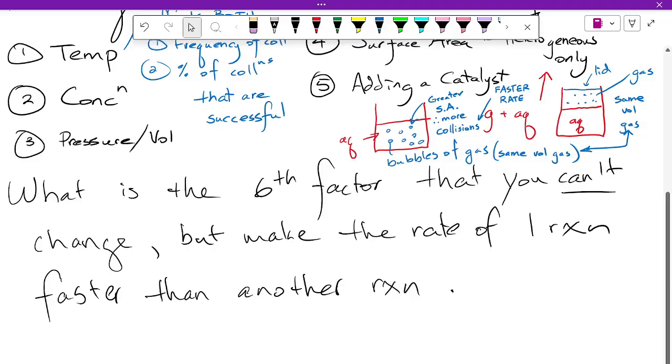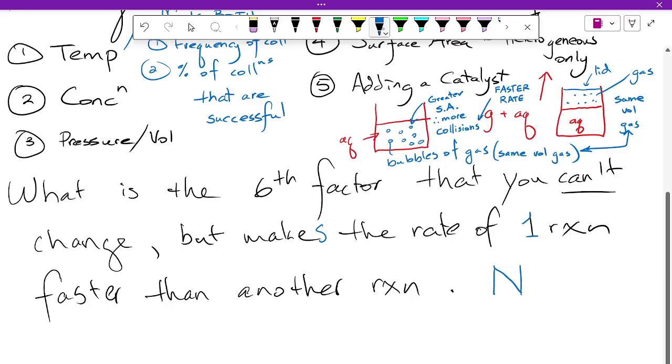What is the 6th factor that you can't change? Have you guys talked about this one yet? What is the 6th factor that you can't change, but it makes the rate of one reaction faster than a different reaction? Chloe, where's Chloe? Right there. The nature of the reactants.